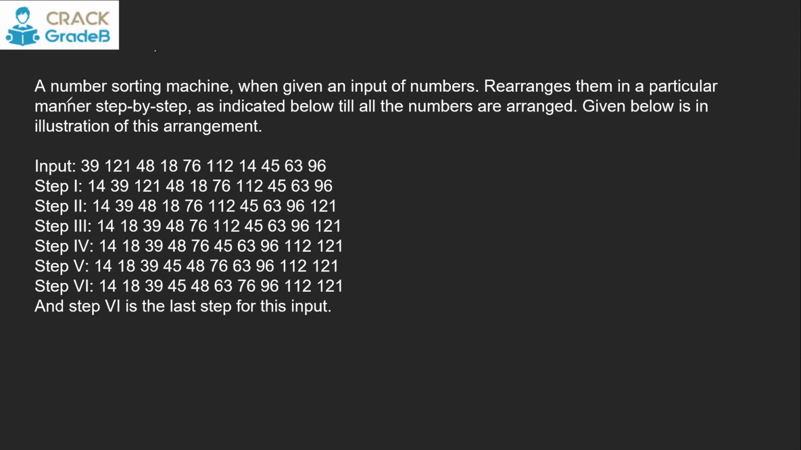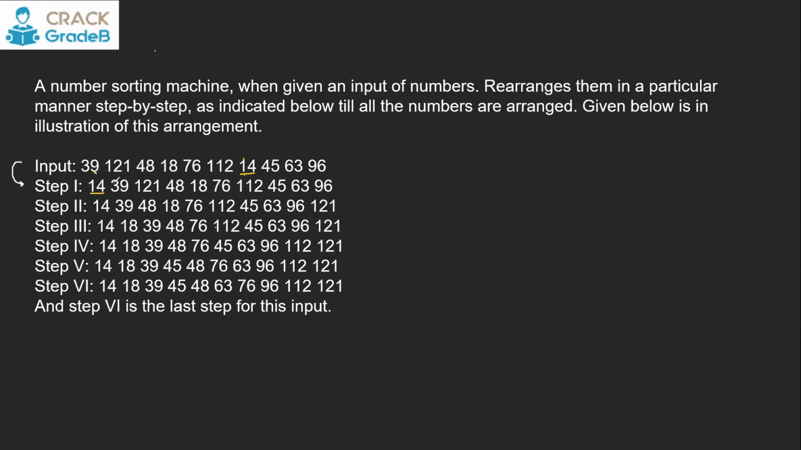So read the instruction. The number sorting machine, given an input of numbers, rearranges them in a particular manner step by step as indicated below till all the numbers are arranged. So what you have to do is observe what is changed from input to step 1. The number 14, which is the smallest number, has gone from here to here. That means it has gone in the first place.